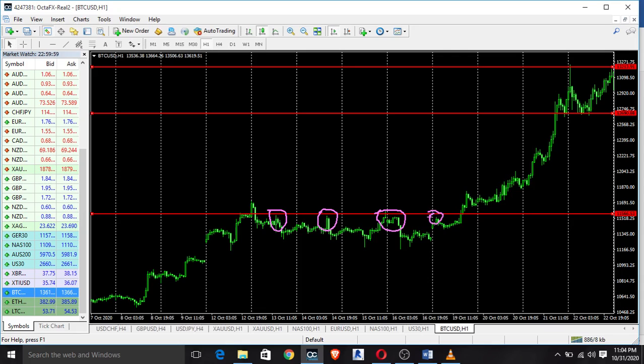You see? Very simple. Number 1, zoom. Number 2, try and detect obvious levels. Number 3, you will adjust and get number of touches. So simply, that's just how to draw support and resistance. Very simple.